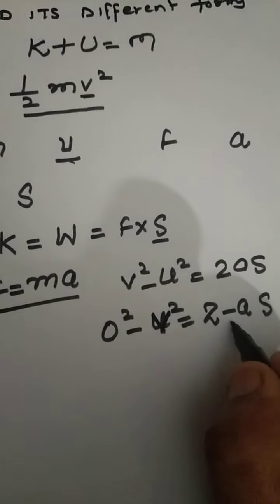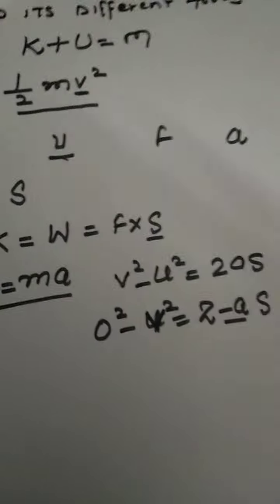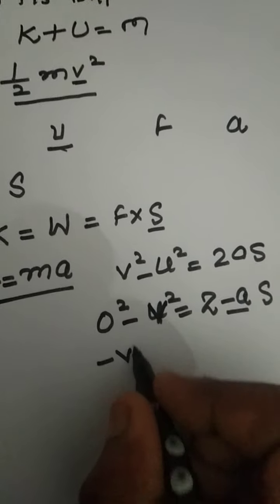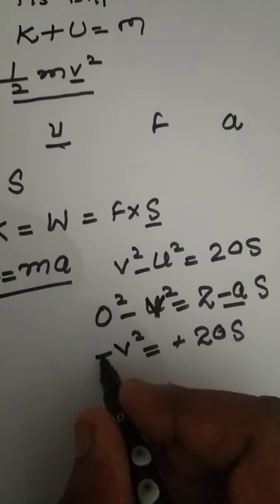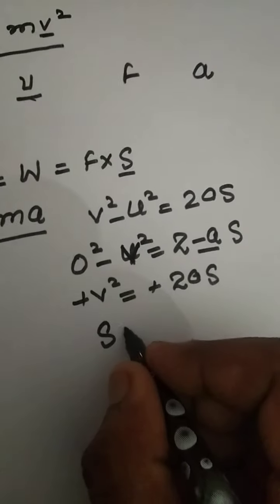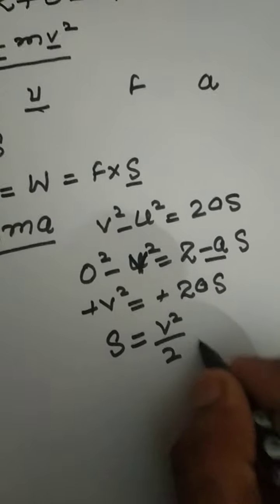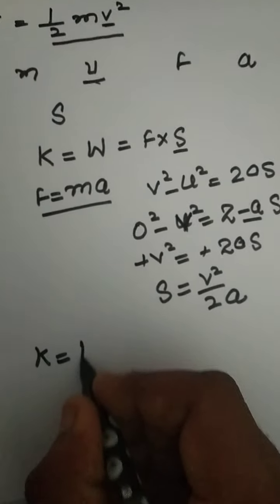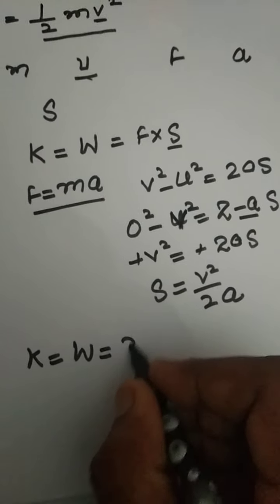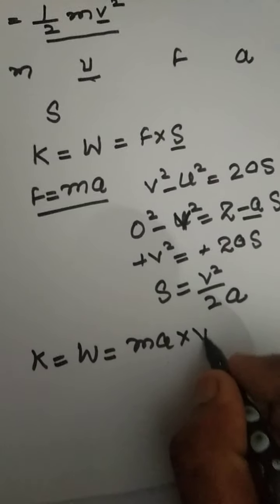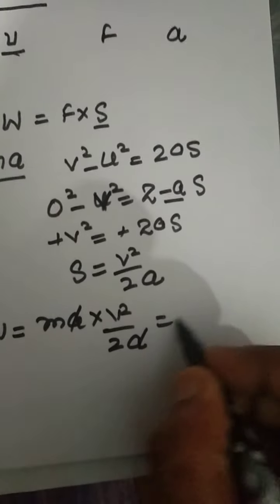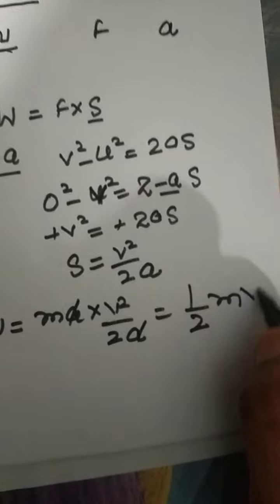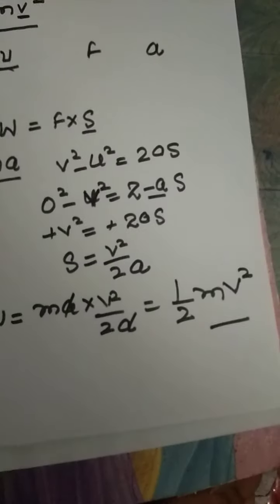Why? Because the body is being retarded, so retardation is always negative. So here we get v square equal to minus 2as, so minus minus cancel, and the value of s we get is v square upon 2a. So here kinetic energy equal to work done equal to F. What is the value of F? ma. And what is the value of s? v square upon 2a. So a cancels, and like this we get the formula for kinetic energy, that is half mv square.